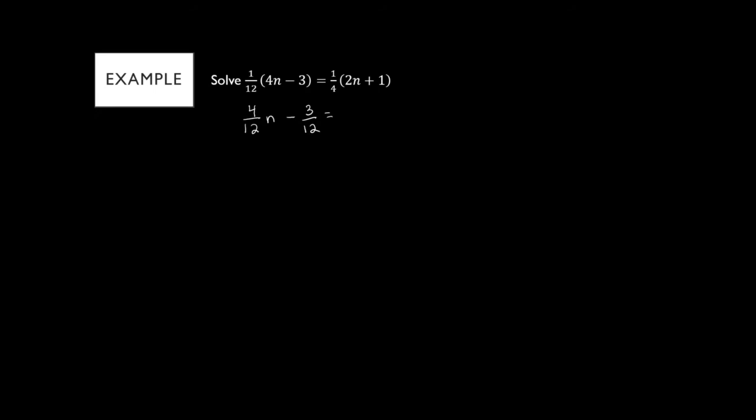On the right, we have 1/4 times 2n. So that's going to be 1 times 2, which is 2. So we're going to get 2/4n plus, and then 1/4 times 1 is 1/4. I could reduce these fractions if I wanted to at this point, like the 4/12, the 3/12, the 2/4, I could reduce them. But there's really no purpose to that because you still want to get rid of the fractions. So I don't even bother reducing. I just go straight to the next step where you need to find the common denominator.